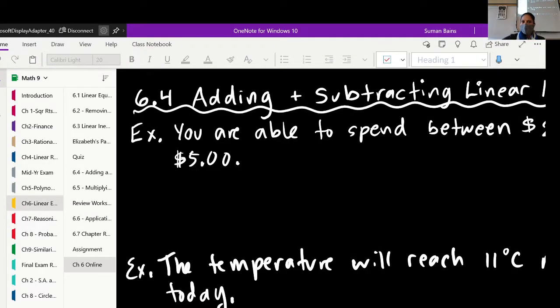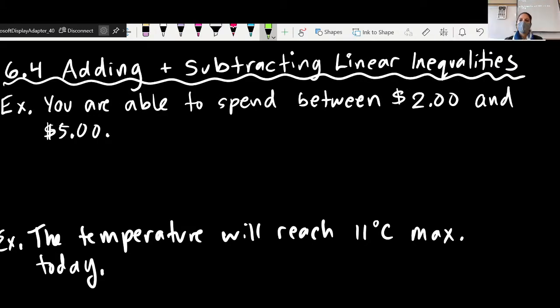We are doing 6.4, which is adding and subtracting linear inequalities. I look at it sort of like translating. We're translating sentences, or English, into mathematical equations, and in this case, inequalities. An equation has an equal sign. An inequality has the greater than or less than sign, and sometimes with a line underneath it to say less than or equal to or greater than or equal to. All stuff we know, right? Okay, so we just want to represent this on a number line.